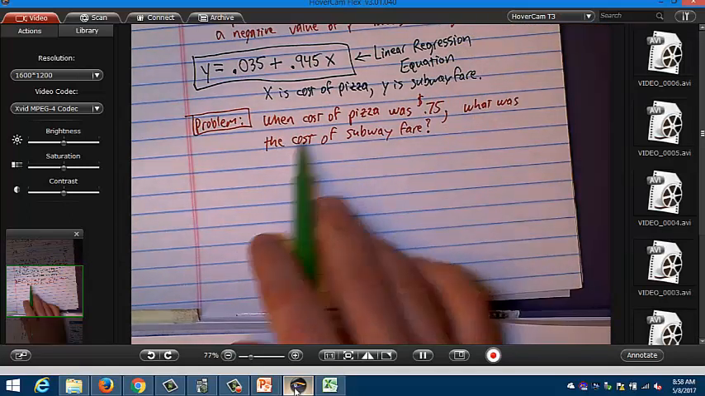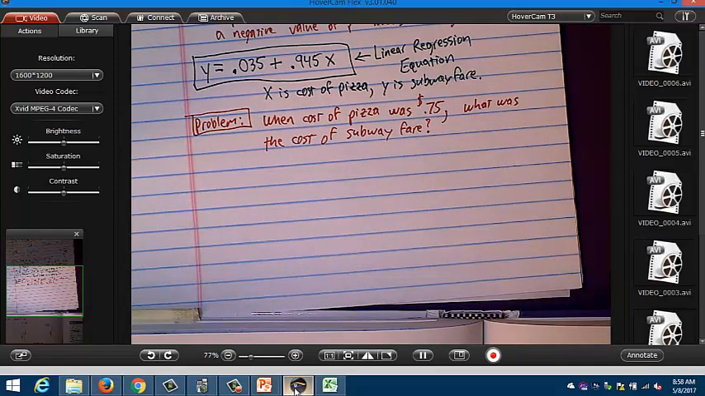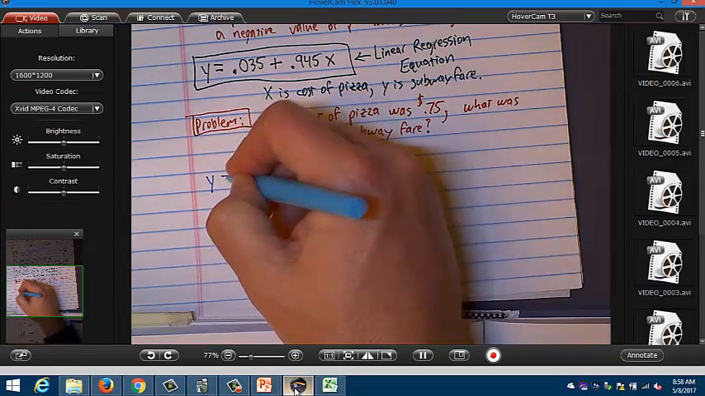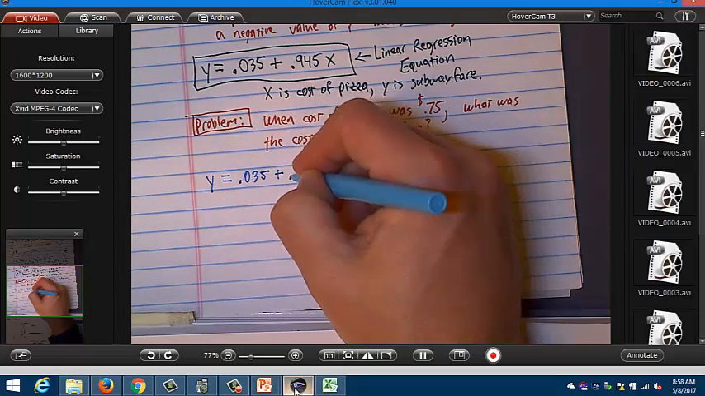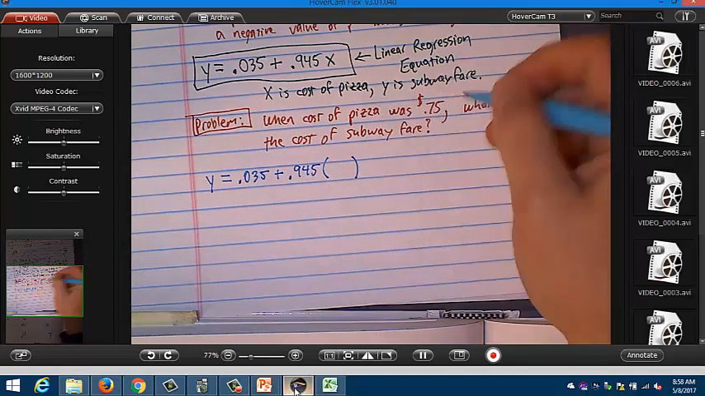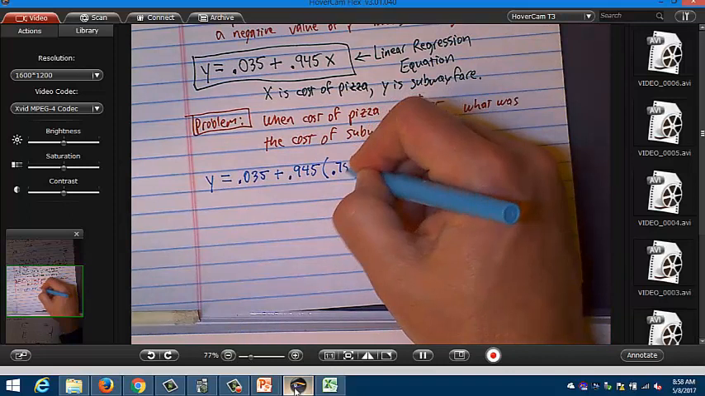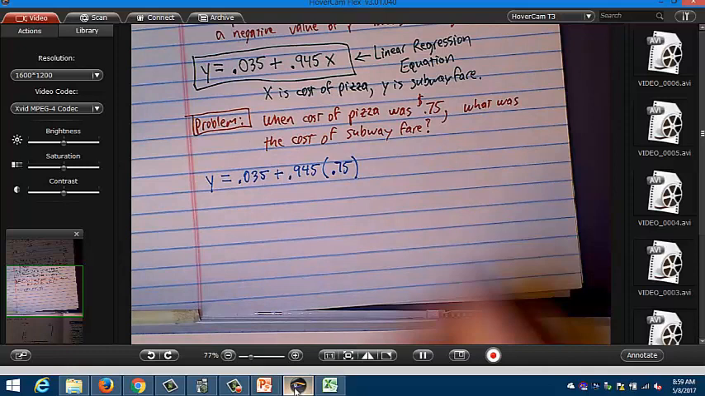When the cost of the pizza was 75 cents, what was the cost of a Subway fare? So that says the 75 cents should go in where? X, right? And so we'll do the computation. So we have Y equals 0.035 plus 0.945 times 0.75. And all I have to do is just take my calculator out, work that out, and I'll give you the cost of the Subway fare.